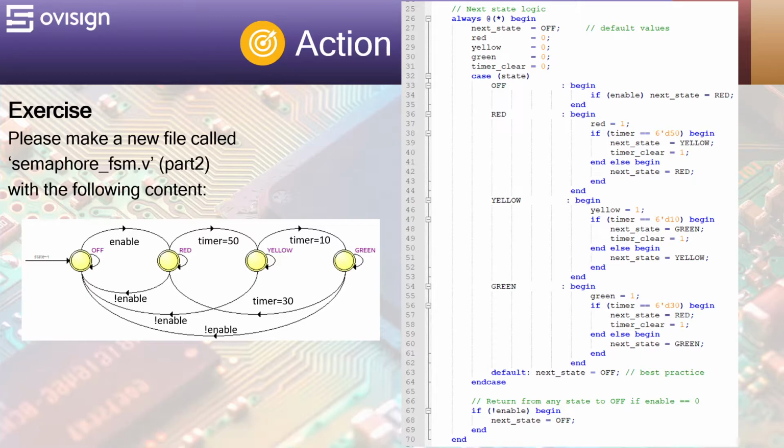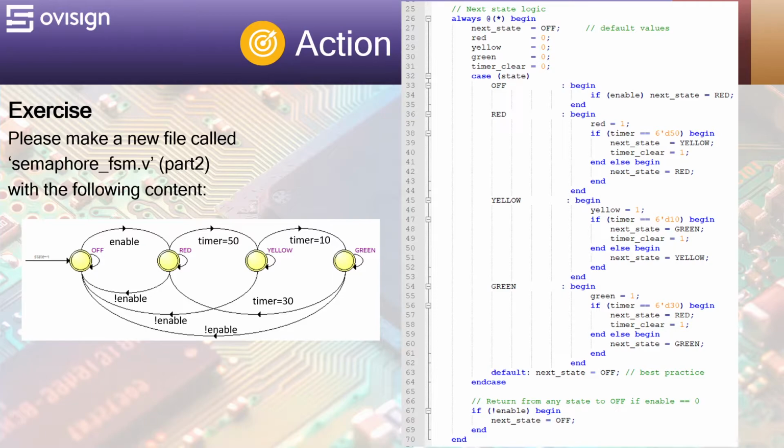In this piece of code, we have all the magic behind the semaphore. We use an always at star because this is the industry's best practice for combinational logic. Remember that the behavior of all the internal variables happens in the order of the line index. It is similar with executing a block of procedural code in C or in Python. At line 27, we have the default values for all the variables involved in the state machine logic.